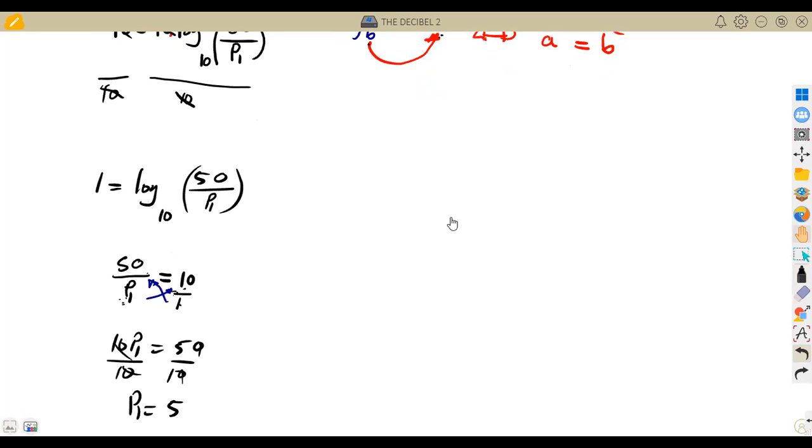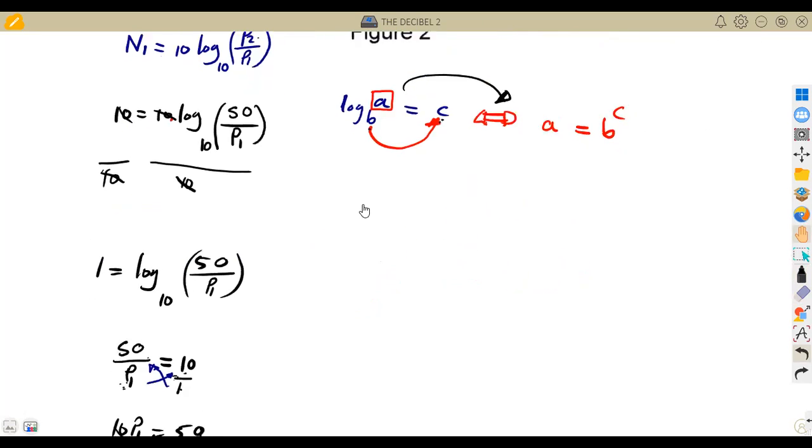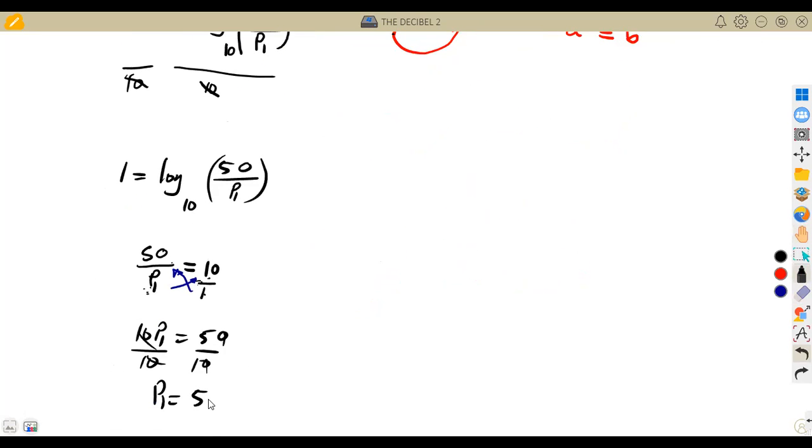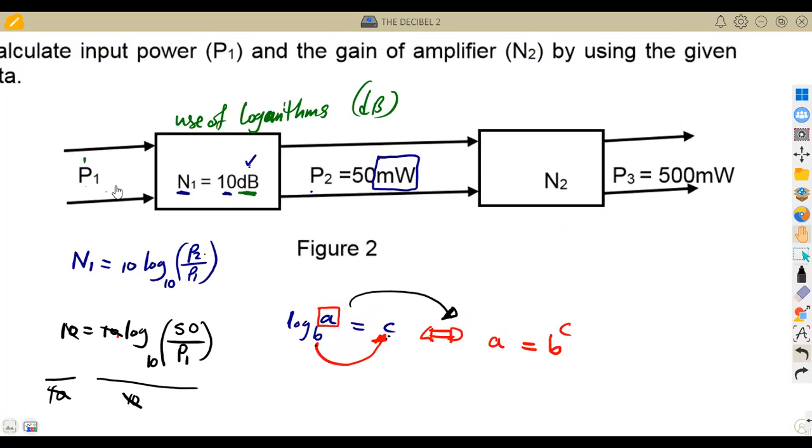So remember what I said, the units that we are using are milliwatts, milli is the major part. So our P1 is going to be 5 milliwatts. If you converted, then you have to use the one that you got from your conversion, but here I used the 50 as it is, so my answer also carries the milliwatts. All right, so that was the first part of our question, to calculate the value of P1. Take note, how are you given this? It's in decibels, so that's why we have to use the logarithms.